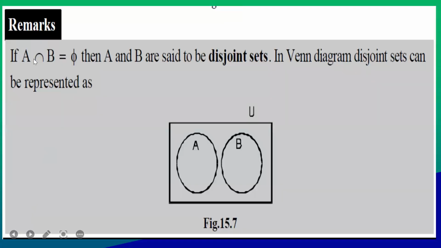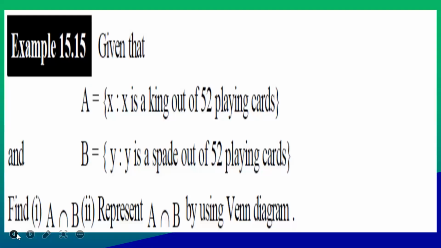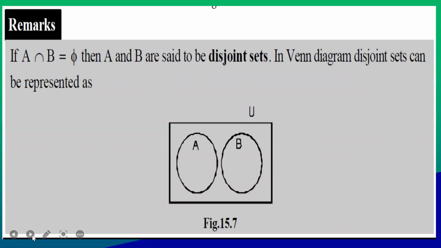Remark: if A intersection B is a null set, we say the two sets are disjoint. In a Venn diagram, disjoint sets can be represented like this, because they have no intersection, no common elements. Their intersection is a null set.